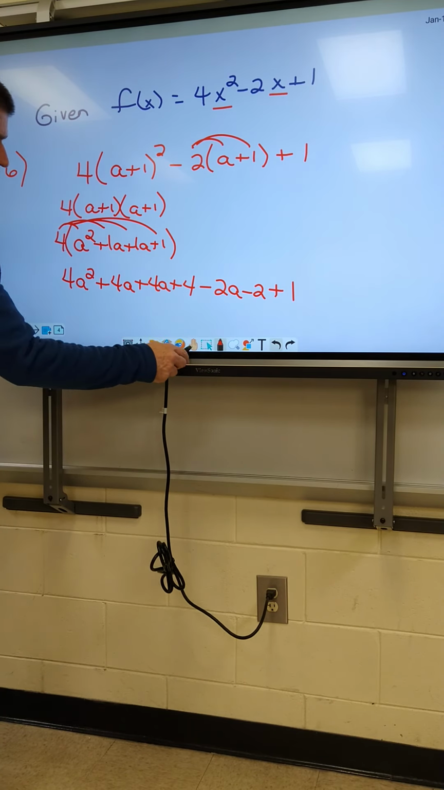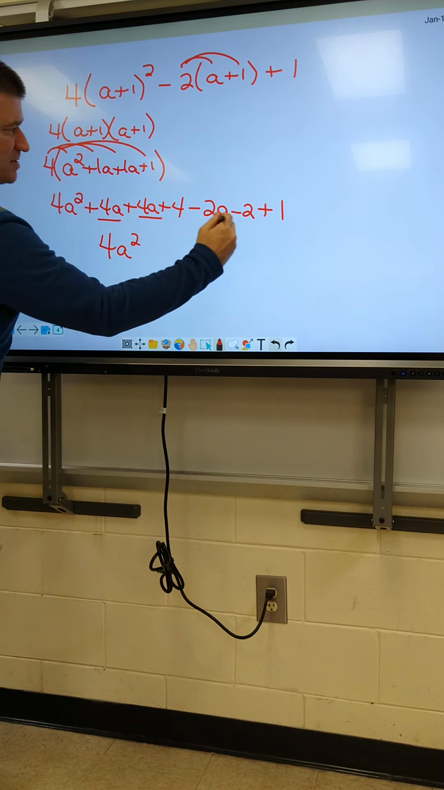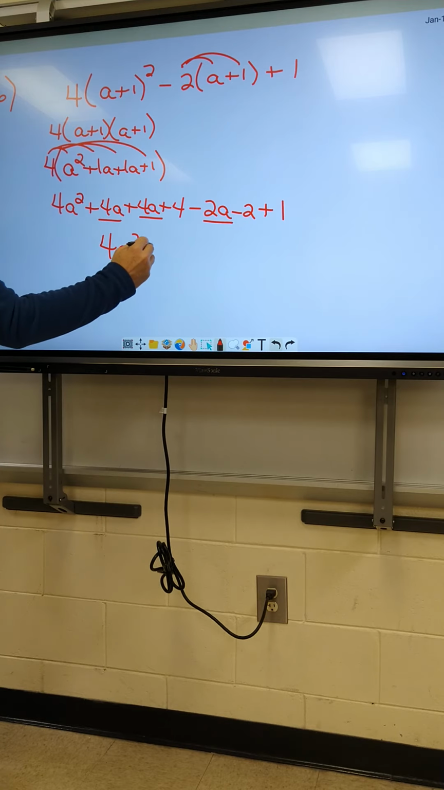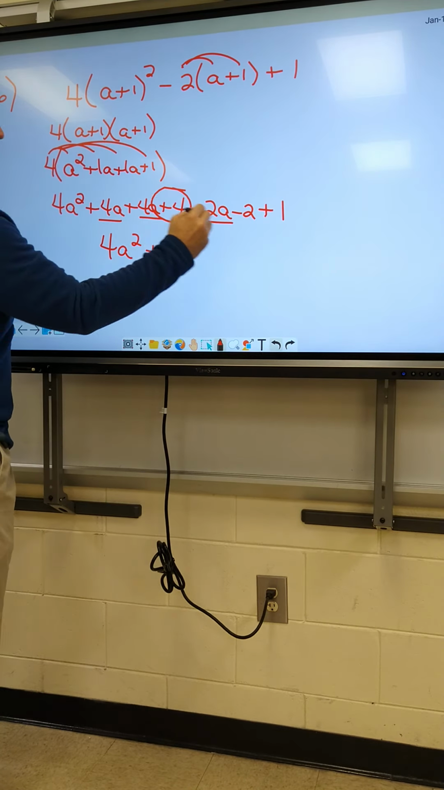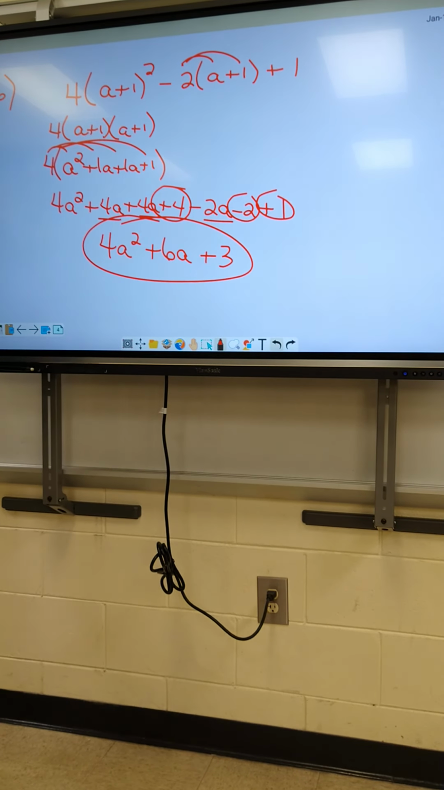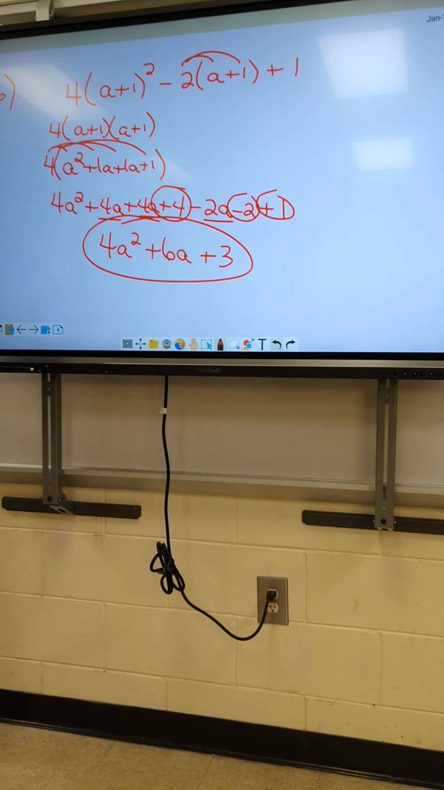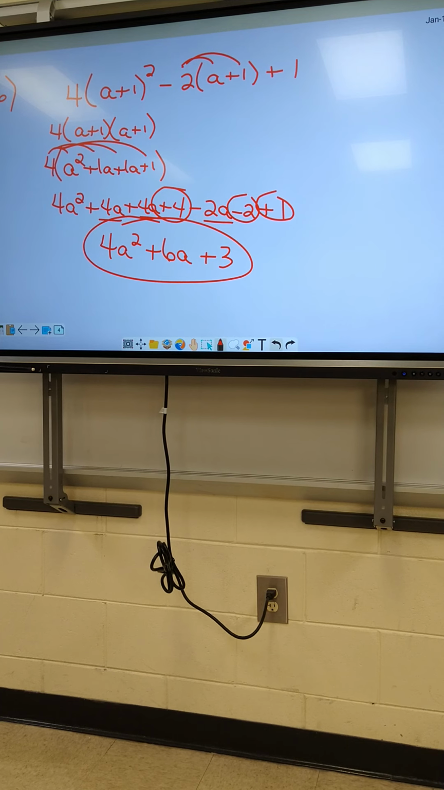All right, final answer. Let's see what y'all have. I got 4A squared. I got 3 numbers right here that have an A. Add them all up. That's 8 minus 2, so I got 6A. Then add up 4 minus 2 plus 1 plus 3. So, Kelly, you might have had a plus 2 right there instead of a minus 2. Yeah, I had plus 2 there. All right, so that's 6. Any questions there? All right, let's do 8, 9, and 10.